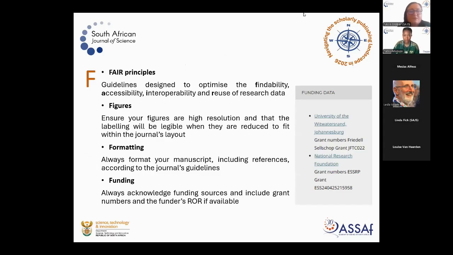The FAIR principles are guidelines designed to optimize the findability, accessibility, interoperability, and reuse of research data.